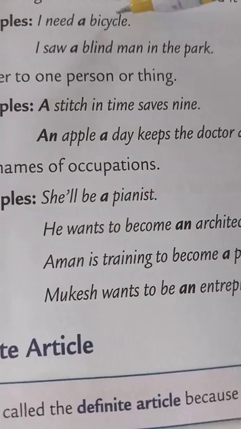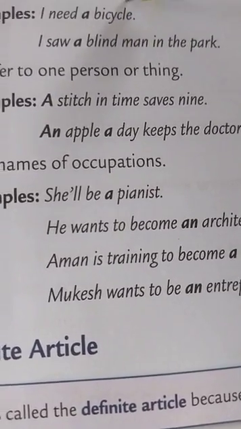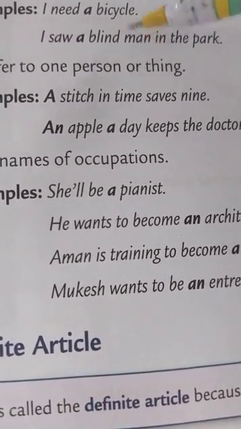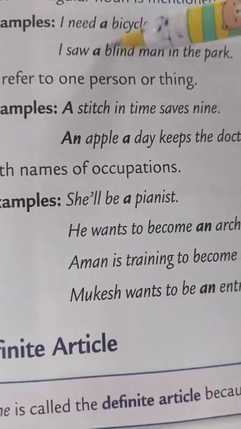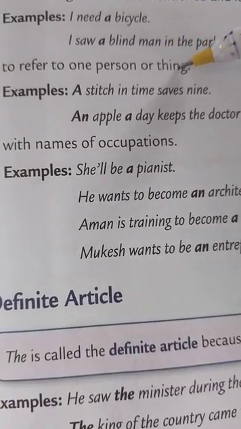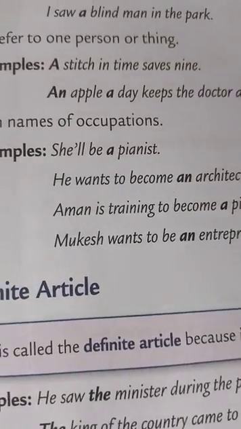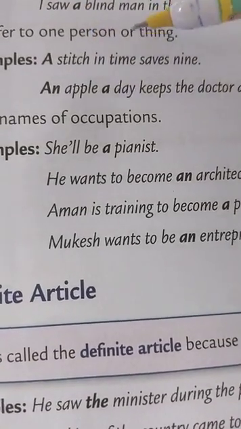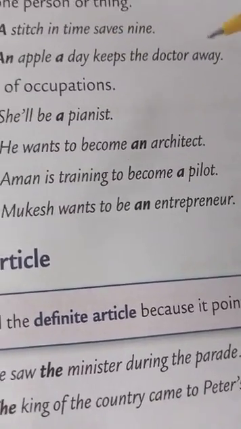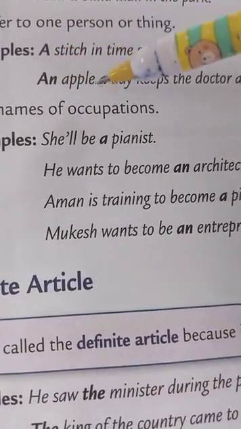For example, I need a bicycle, I saw a blind man. So they are not referring to any particular person or thing, any particular bicycle or any particular blind man. So that's why we have used article a before them. To refer to one person or thing. Okay, so we use article a or an to refer to one person or thing in a sentence. A stitch in time saves nine. An apple a day keeps the doctor away. So here article a means one, an means one, a means one.